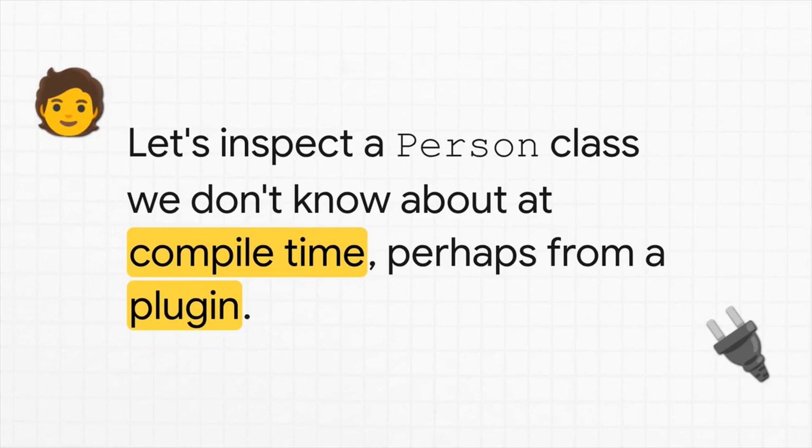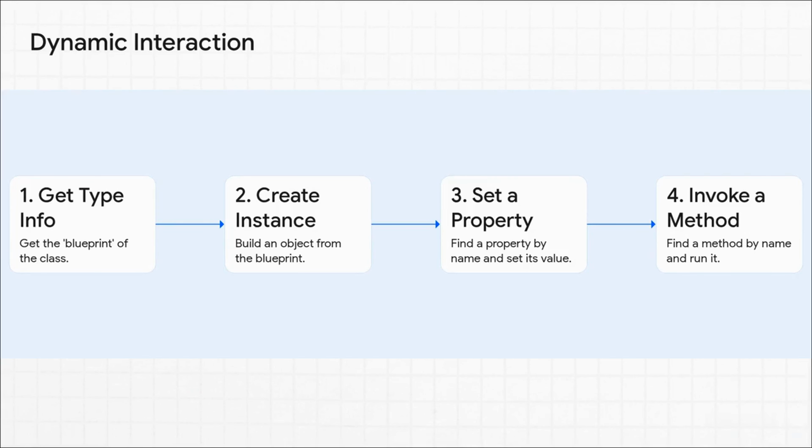So imagine this scenario. Our program needs to work with the Person class, but we don't have its source code when we build our app. Maybe it's part of a plugin that a user is going to load later on. How in the world can we interact with it? It all comes down to this four-step dance, all done dynamically. First, we get the type. That's the blueprint for the Person class. Next, we use this cool Activator class to create an actual object from that blueprint. Then we ask the type, hey, do you have a property named Name? We get that property back and use it to set the value to John. And finally, we do the same thing for a method. We ask for the SayHello method and then we invoke it. The key here is that we did all of this without ever writing new Person or person.Name directly in our code.